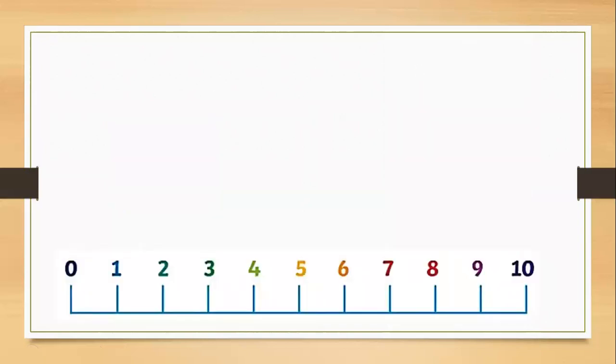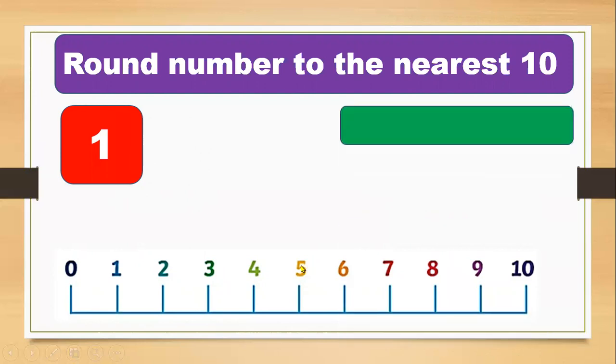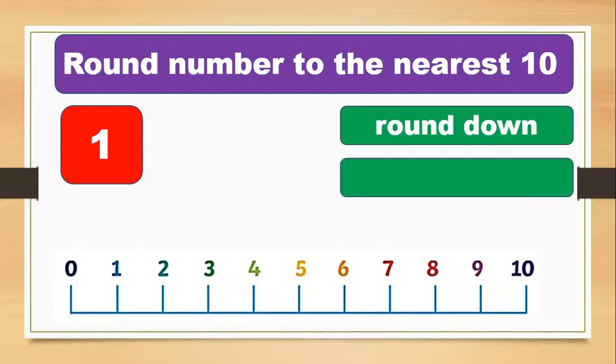Now look at the number line. I ask questions, and you participate very well. This is the number 1. First you have to find the midpoint. What is the midpoint? Yes, 5. So 1 is smaller than 5, so you have to round down to 0. You have to write 0. Okay, round down, round up.